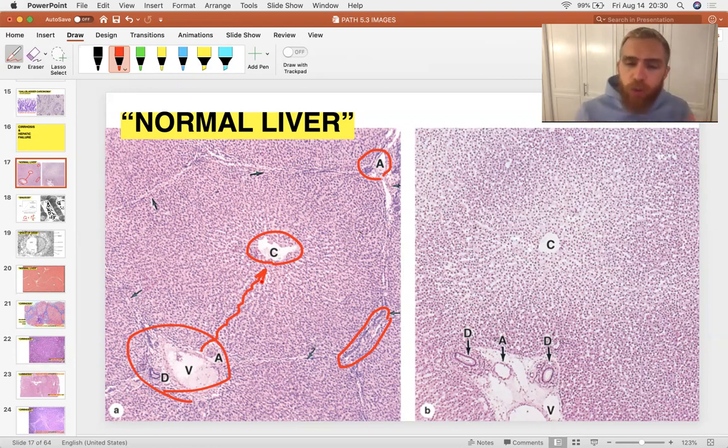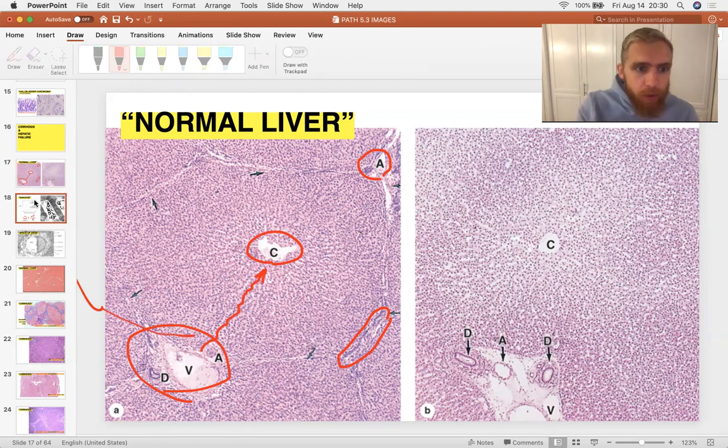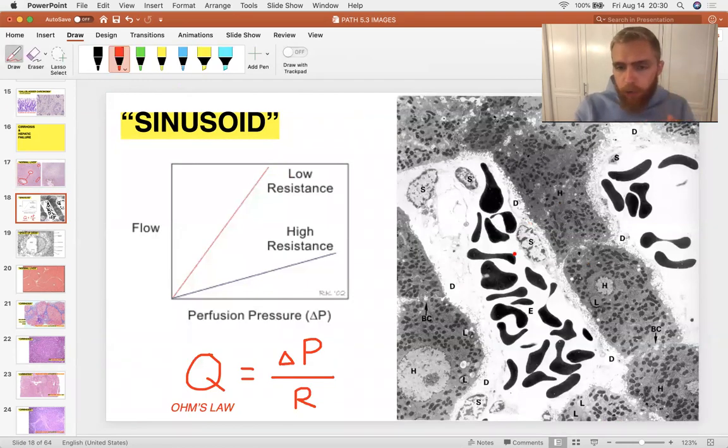And what I want you to understand right now is that when these sinusoids that we're looking at with electron microscopy here get closed off because of fibrous scarring, blood doesn't want to go through there, but blood has to go through there. And so that obstruction of sorts creates backup, and that's where you get portal hypertension.